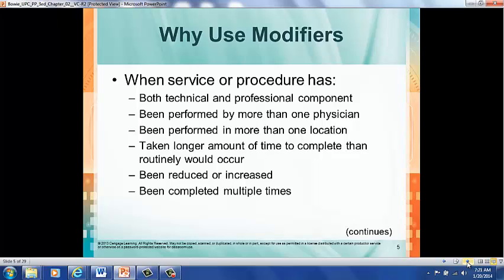Modifiers are used for various reasons, including when a service or procedure has both a technical and professional component, a service or procedure was performed by more than one physician, a service or procedure was performed in more than one location, a service or procedure has taken more time to complete than routinely would occur, a service or procedure was reduced or increased, only part of a procedure was completed, a bilateral procedure was performed, a service or procedure was completed multiple times, an unusual event occurred during the procedure, an accompanying or adjunctive procedure was performed.